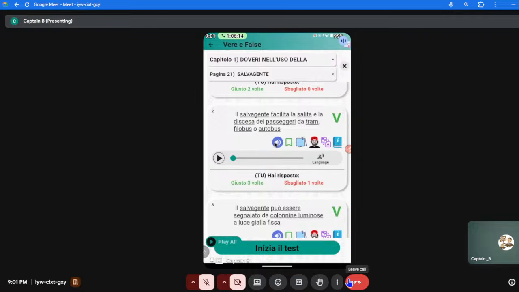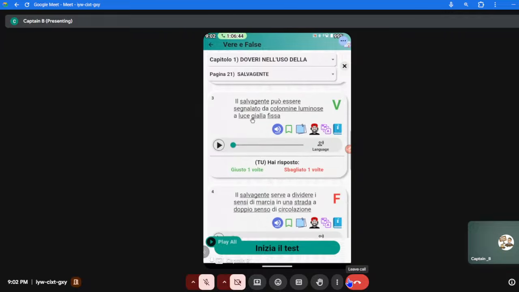Il salvagente facilita la salita e la discesa dei passeggeri da tram, filobus o autobus. Salvagente facilita, now it makes it easy to enter and to come down. Who? Passengers, passeggeri. From where? Tram, filobus, or autobus, either to enter or to come down. And it is true, that is the function of this salvagente, the lifesaver.